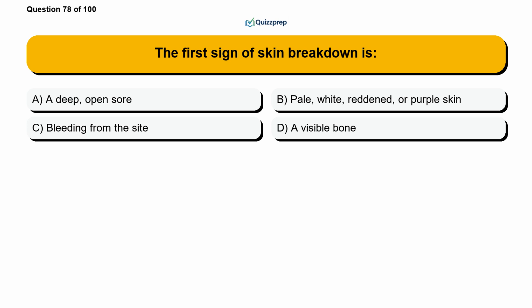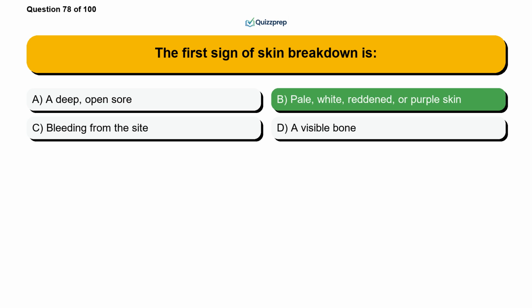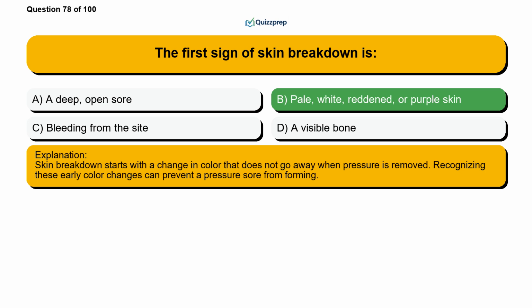Question 78. The first sign of skin breakdown is: Option A, a deep, open sore. Option B, pale, white, reddened, or purple skin. Option C, bleeding from the site. Option D, a visible bone. The correct answer is option B, pale, white, reddened, or purple skin. Skin breakdown starts with a change in color that does not go away when pressure is removed. Recognizing these early color changes can prevent a pressure sore from forming.